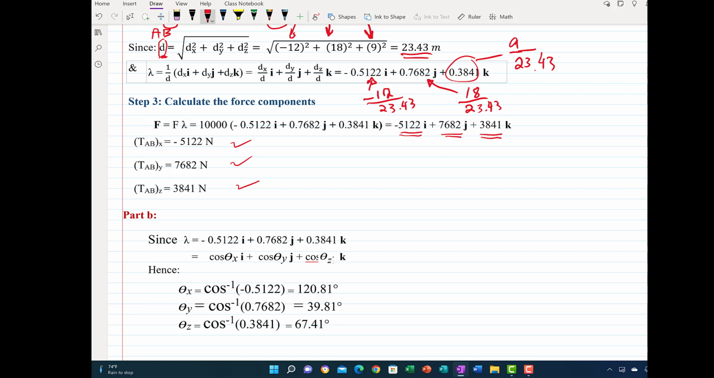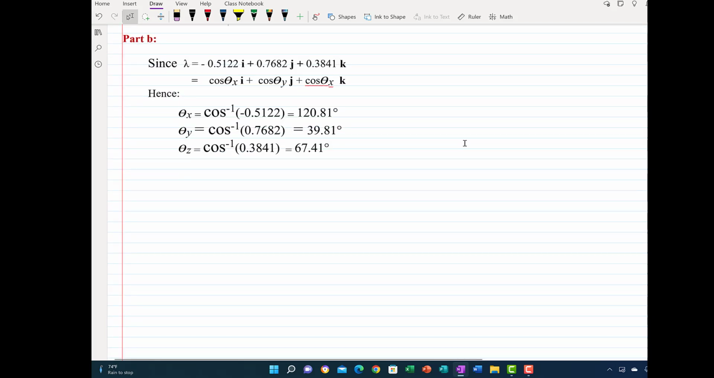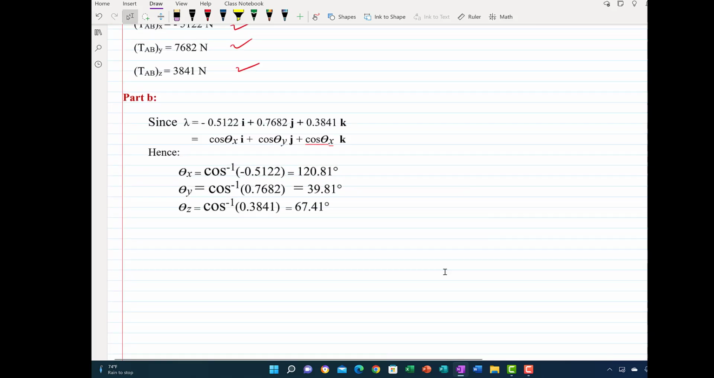Now in part B, we need to calculate the angles theta x, theta y, theta z. We know from the equation that the lambda vector is represented as this vector here: cosine theta x in the i direction, cosine theta y in the j direction, cosine theta z in the k direction. Or in another way, cosine theta x is dx over d. We already did that.